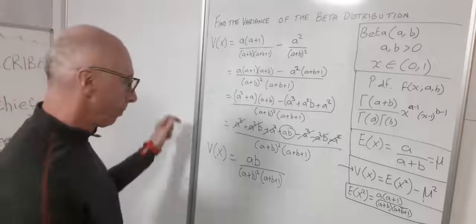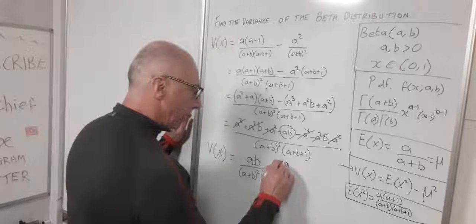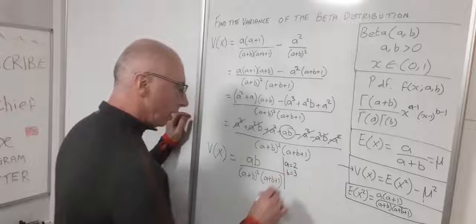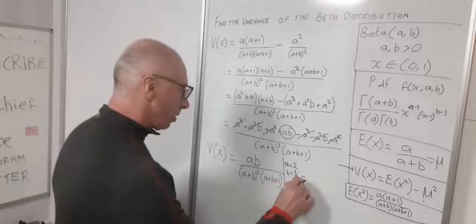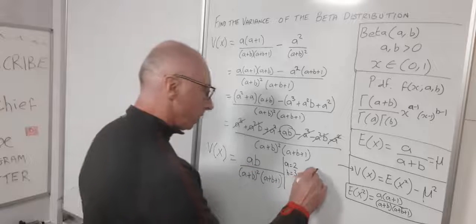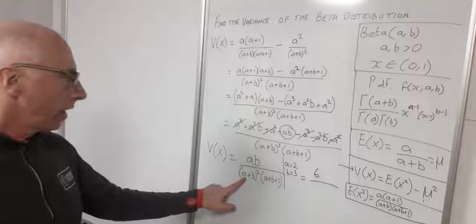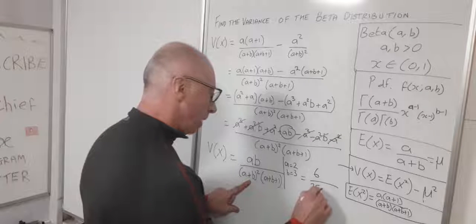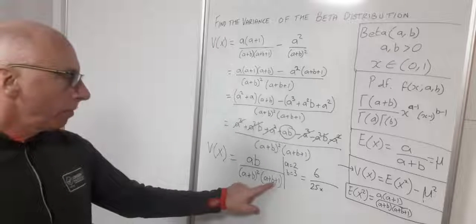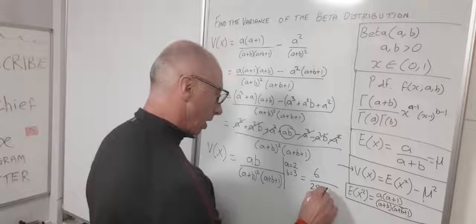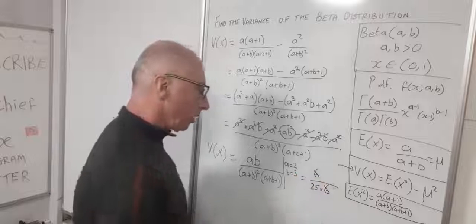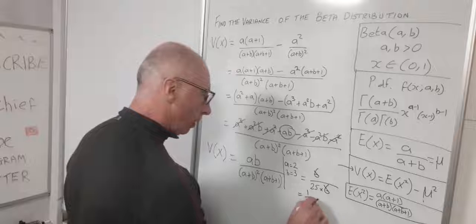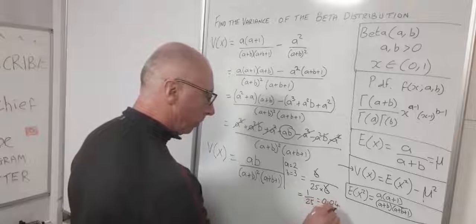So for example, let's calculate this at a equals 2, b equals 3. This would evaluate to 2 times 3, which is 6, and then a plus b is 5, squared is 25, and then multiply that by 5 plus 1, which is 6. So then that will cancel out. So then our variance would equal 1 over 25, 0.04.